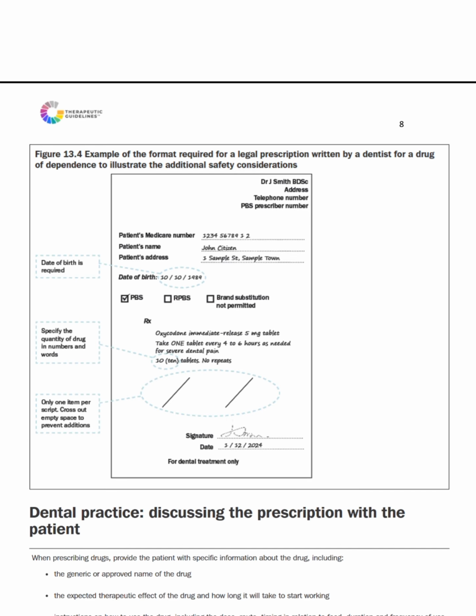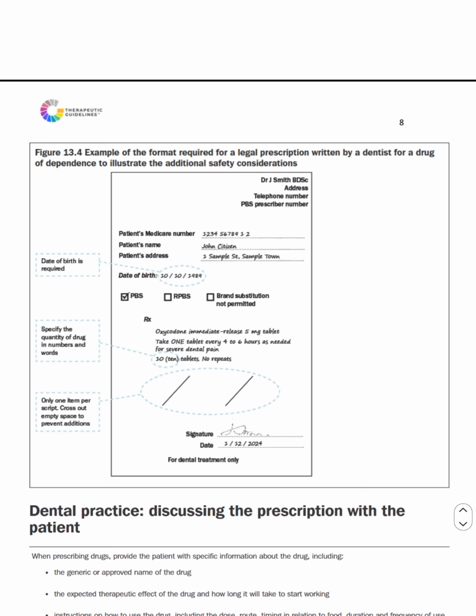It says the example of the format required for a legal prescription written by a dentist for a drug of dependence. So it is for the drug of dependence, as I mentioned earlier, that if there is a drug of dependence, only one medicine we will write on a prescription. Okay, so that was the example for that one. You can see only one: oxycodone, immediate release 5 milligram tablet, take one tablet every 4 to 6 hours as needed for severe dental pain. 30 tablets, no repeats. So it has mentioned each and everything clearly in plain English.